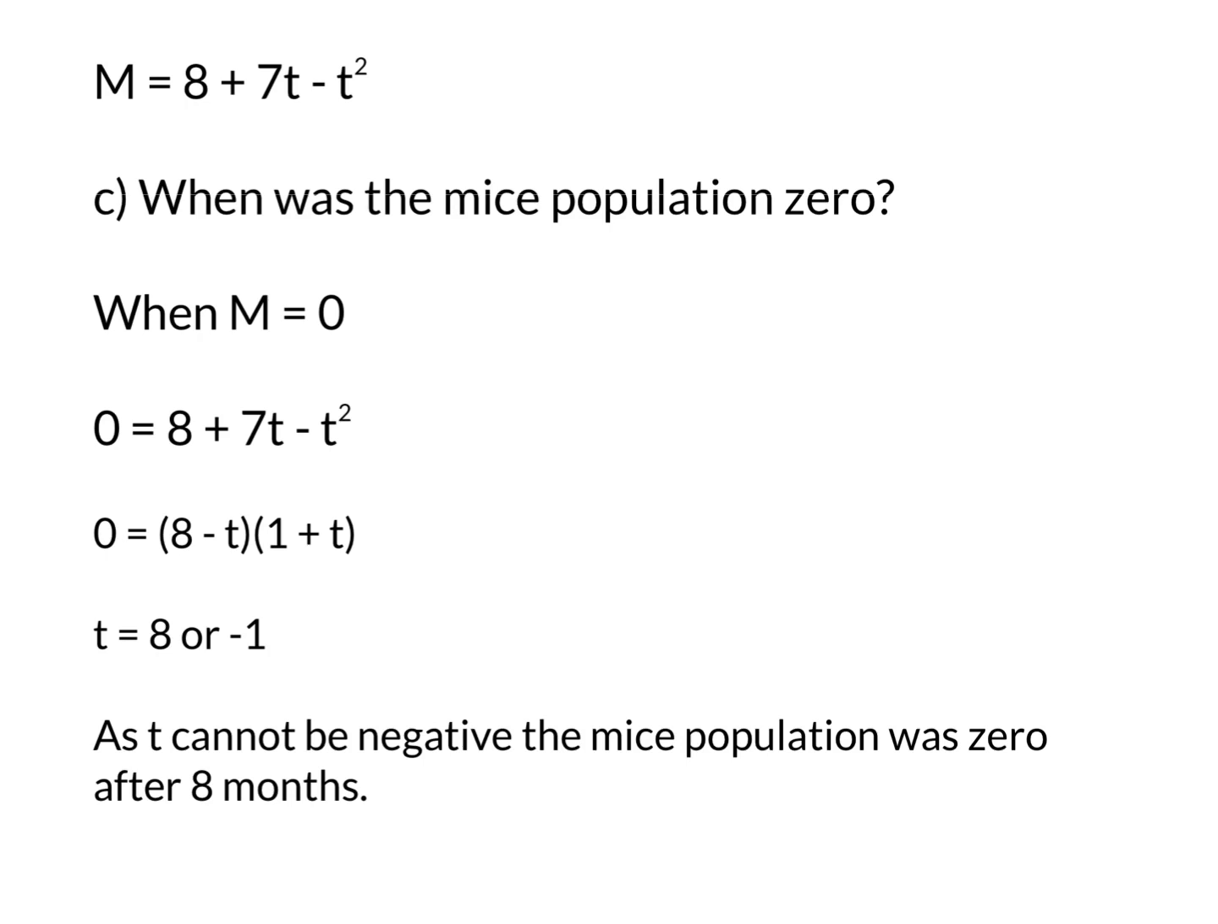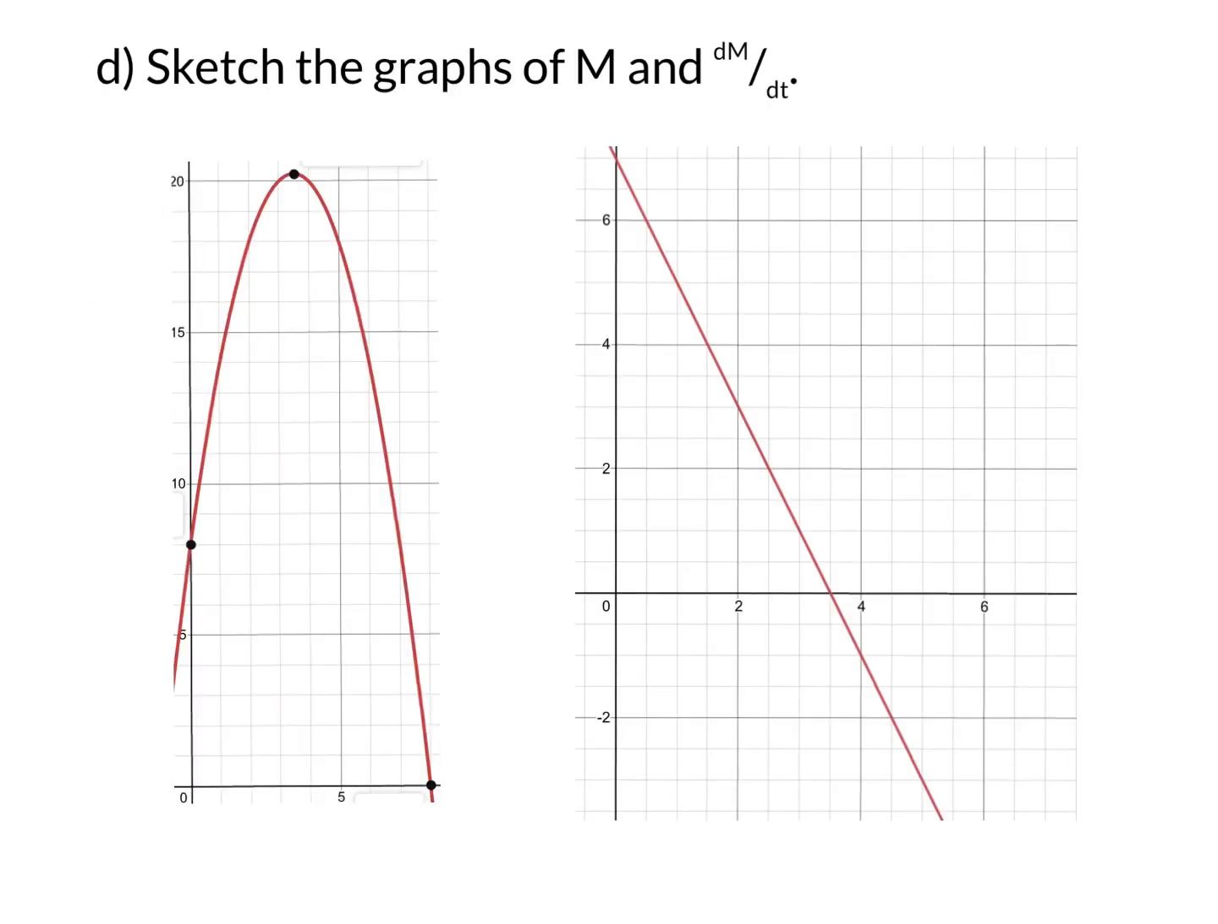When was the mice population equal to 0? So no mention of the word rate, so we're just focusing on the mice population. So we let 0 equal 8 plus 7t minus t squared. Factorise that as a quadratic, and you get 8 minus t and 1 plus t. Solving those equal to 0, you get time is 8 or negative 1. Now we can't have negative time, so the mice population was 0 after 8 months.